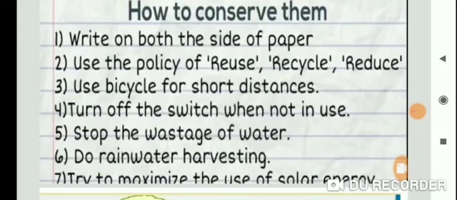First of all, reduce, which means write on both sides of paper. Use the policies of reuse, recycle and reduce. Okay, use the bicycle for short distances, turn off the switch when not in use, stop the wastage of water and do rainwater harvesting. Try to maximize the use of solar energy. But multi-purpose projects will also be discussed in the next chapter, dams and rivers.